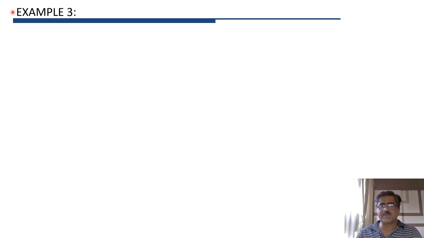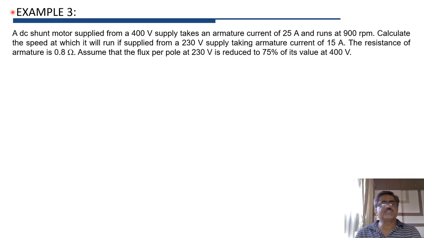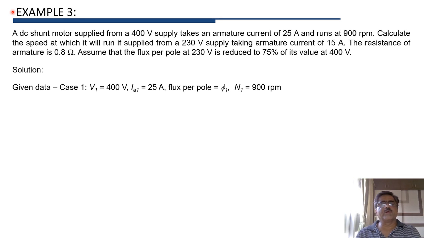Let us solve example 3. A DC shunt motor supplied from a 400 volt supply takes an armature current of 25 ampere and runs at 900 rpm. So this is the case 1. In case 1, V1 is equal to 400 volt, Ia1 is equal to 25 ampere and N1 is equal to 900 rpm. In this case, let flux per pole be phi 1.